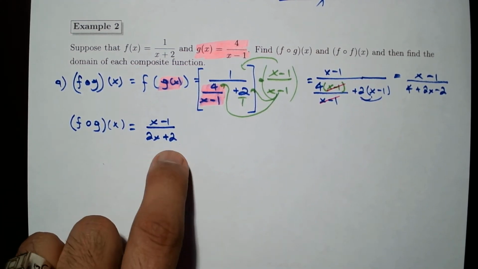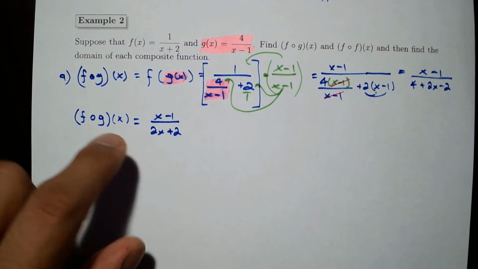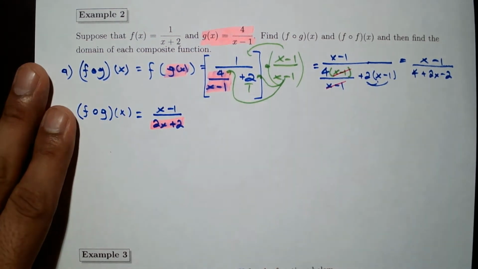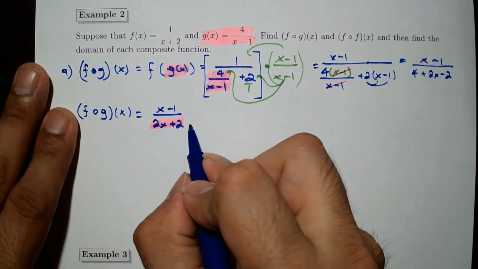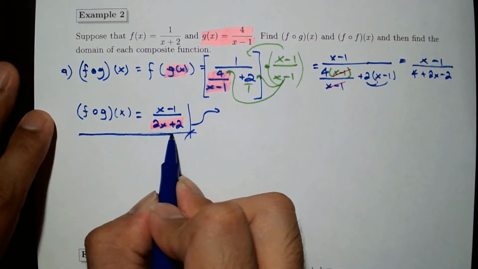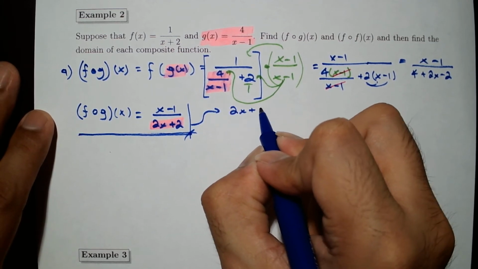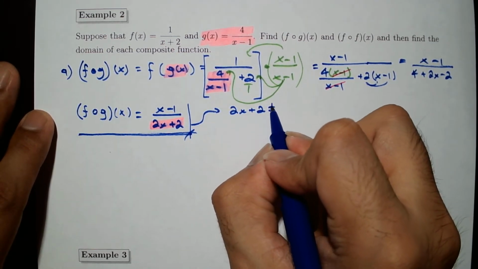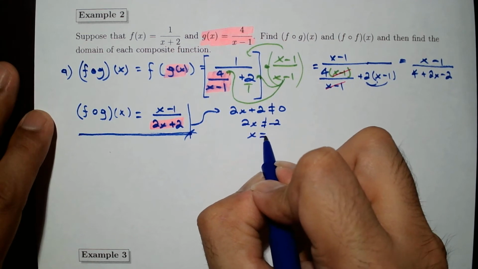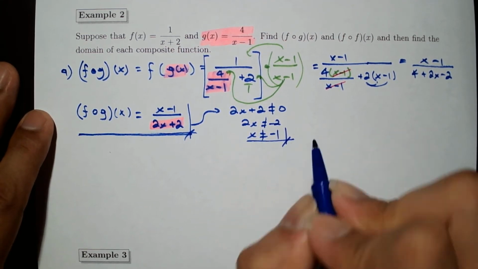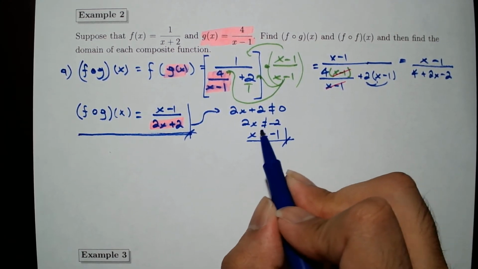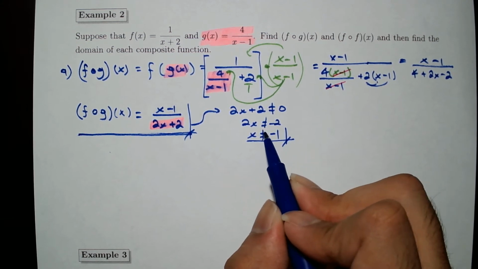All right, we need to find the domain of this function again because we have a rational expression or a rational function. We want to find all the values for which the denominator is 0. Okay, so this is the final answer for the function that we were looking for. Let's find its domain. 2x plus 2, set it equal to 0. 2x cannot be negative 2, so x cannot be negative 1. All right, so this is what we'll look at initially for the function, when we find the domain of this composite function.